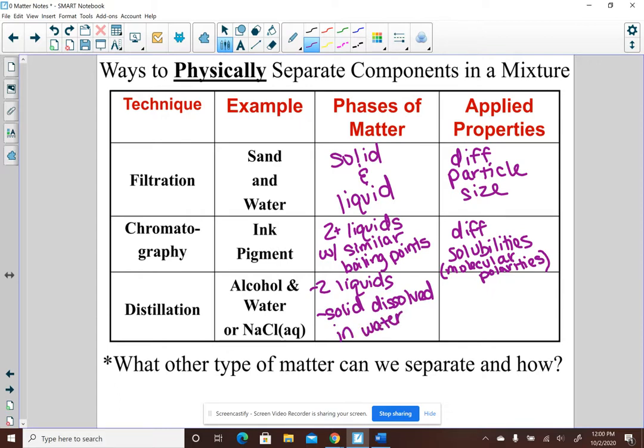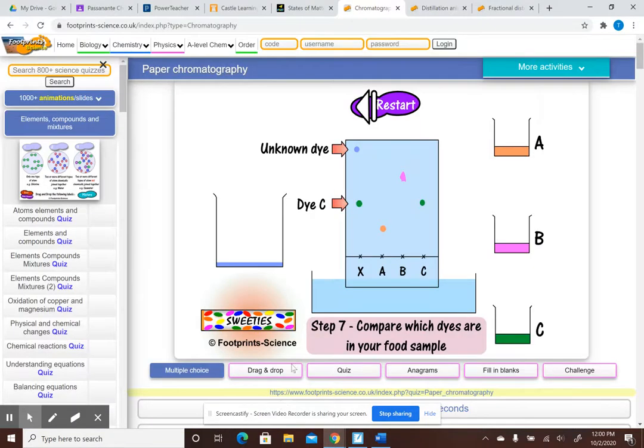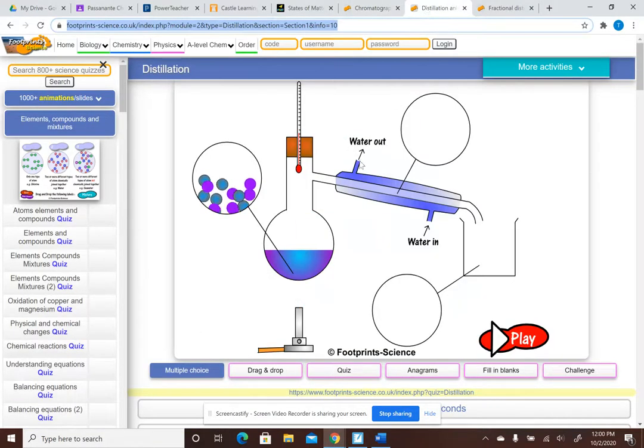Now, what's different here is that the substances have different boiling points. So if I heat up the mixture, the thing with the lower boiling point is going to turn into a gas and it's going to leave, and the other thing's going to stay. So here is a nice animation of distillation.